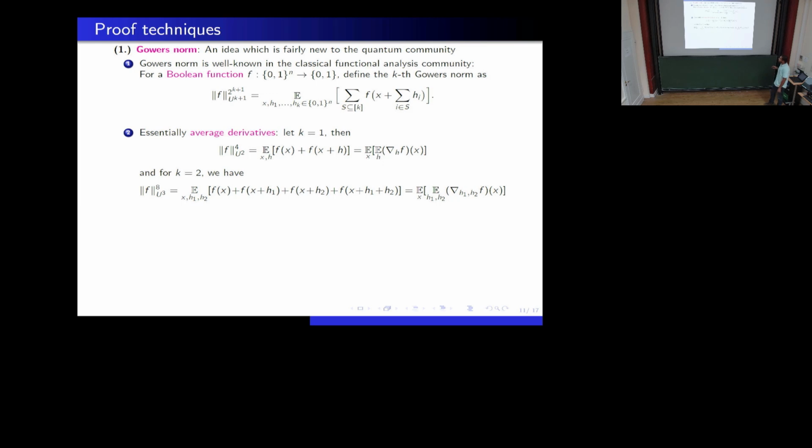If you look at k equals 2, this is x plus h1, x plus h2, x plus h1 plus h2. Again, this is the derivative in the direction h1, then h2, and you can write this as a second order derivative. So the Gowers norm is taking an average derivative in the direction of your choice. Shouldn't this be a product of that?